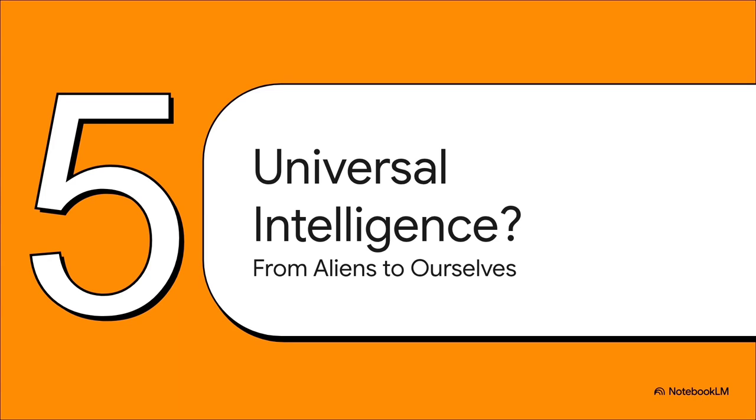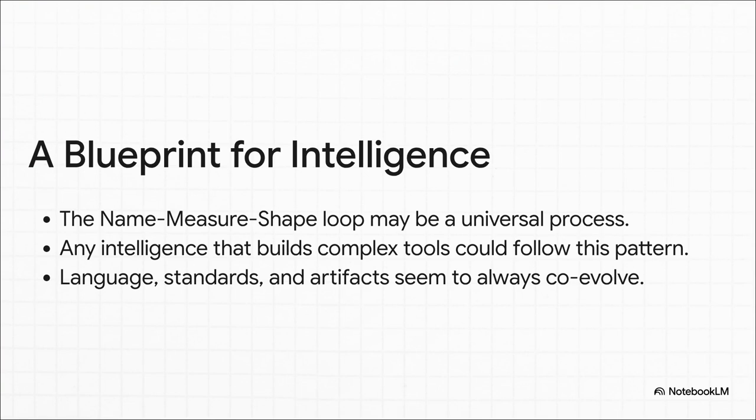Okay, let's pull back from the hypothetical for a moment and consider what this whole exercise really tells us. So here's the really big idea. This feedback loop between naming, measuring, and shaping might be a universal signature of any intelligence that physically interacts with its world. Any species that manipulates its environment to build complex things could follow the same pattern, no matter how many dimensions they do it in. This is a potential blueprint for technological life anywhere in the universe.